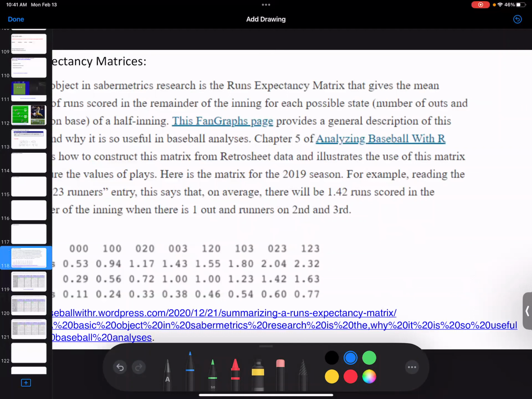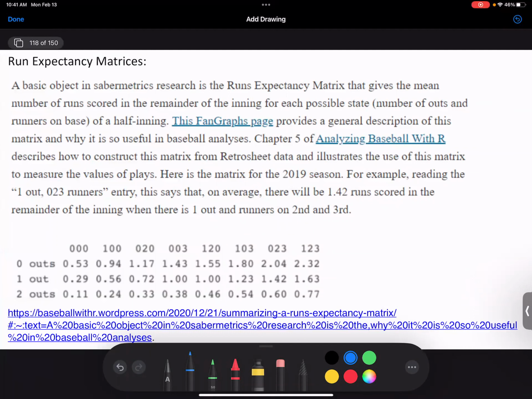Okay, how many of you have ever seen the run expectancy matrix? It's a great matrix in baseball. It tells you the expected number of runs scored from each configuration. So this is what I found was the table for the 2019 season, and I know it's correct because I found it online.